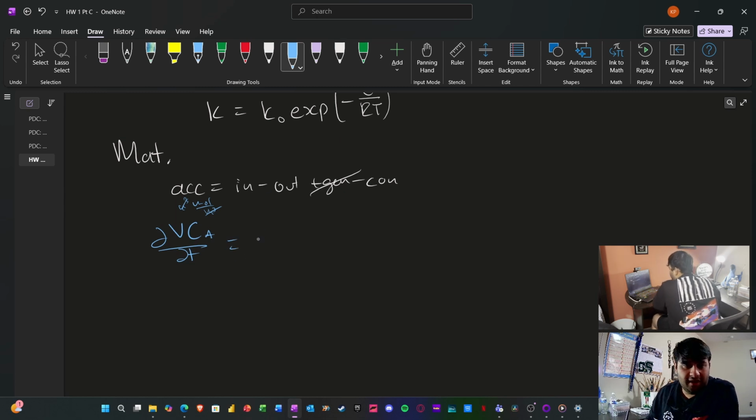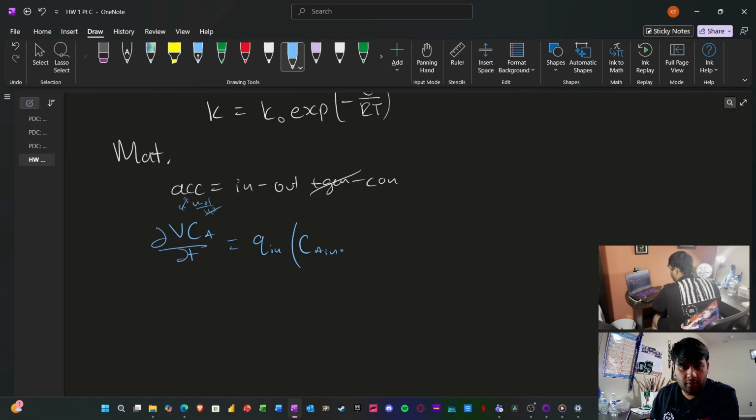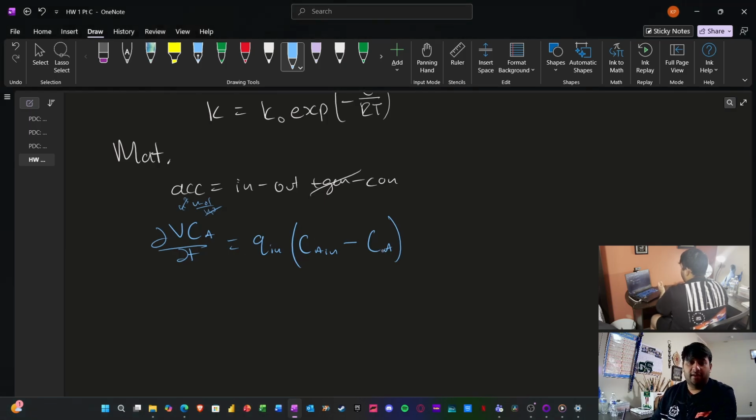And for our right side, we know we have an in, so we have our Q in, which is our flow rate, and we're going to multiply that by the concentration going in. However, we're also going to subtract the concentration going out, which is the same as what's inside of the tank. So we're just looking at the difference. This is a perfectly mixed tank. And so we have our in minus out.